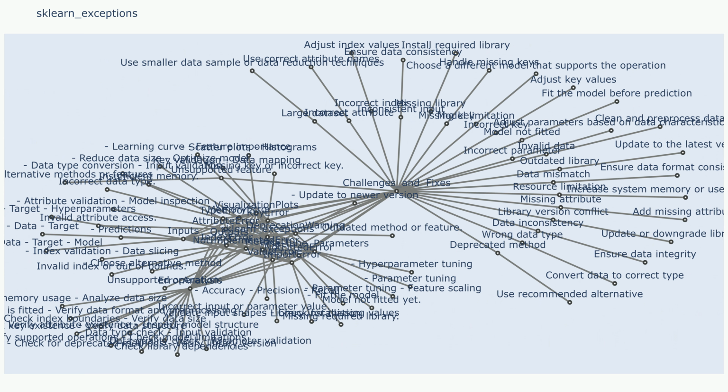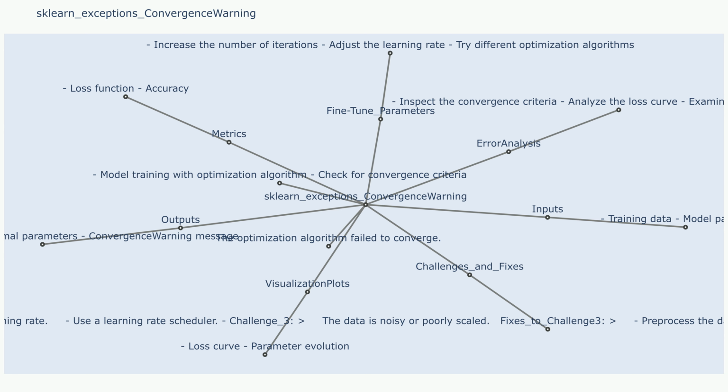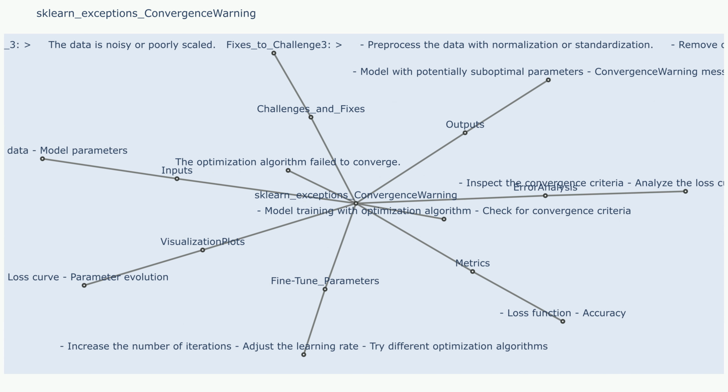SKLearn exceptions: convergence warning. Description. The convergence warning in SKLearn indicates that an optimization algorithm used in a machine learning model has not fully converged to a satisfactory solution within the specified number of iterations. This means the algorithm might have stopped prematurely, potentially leading to suboptimal model performance.